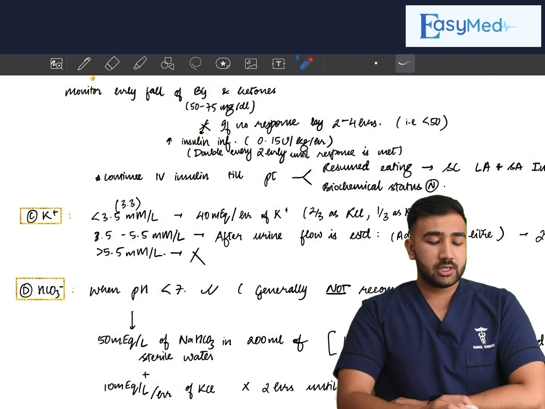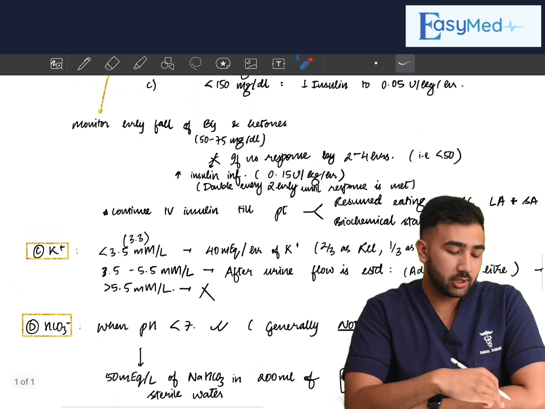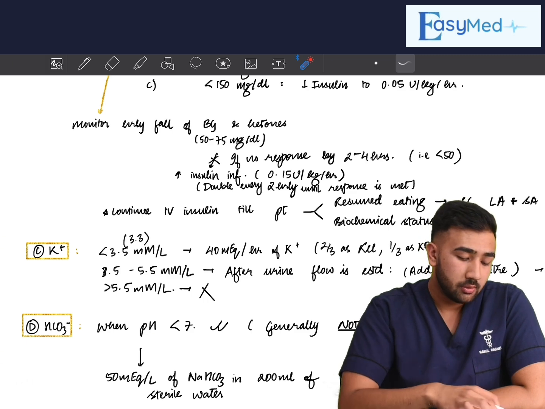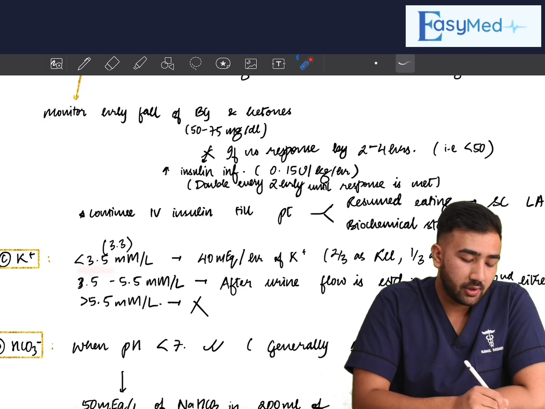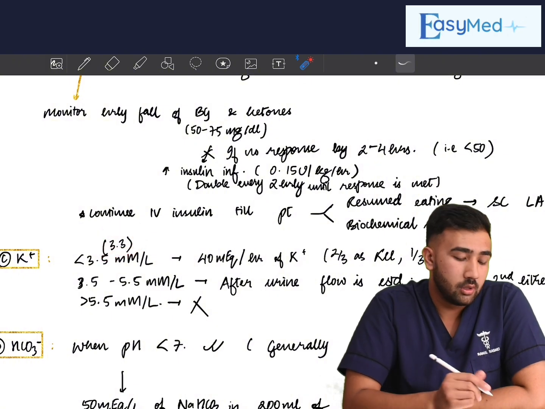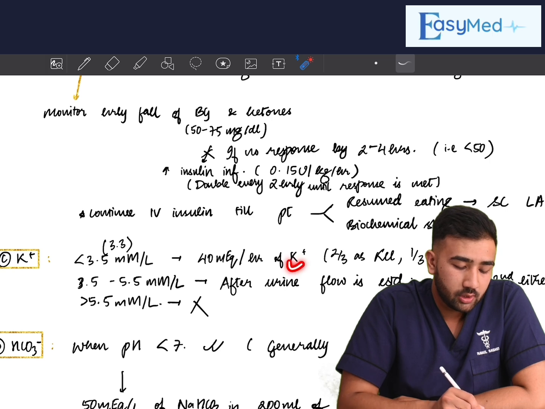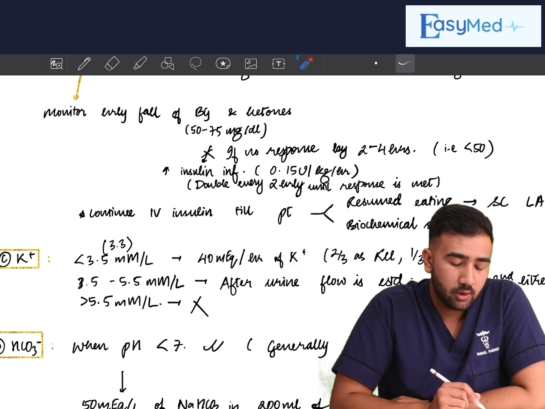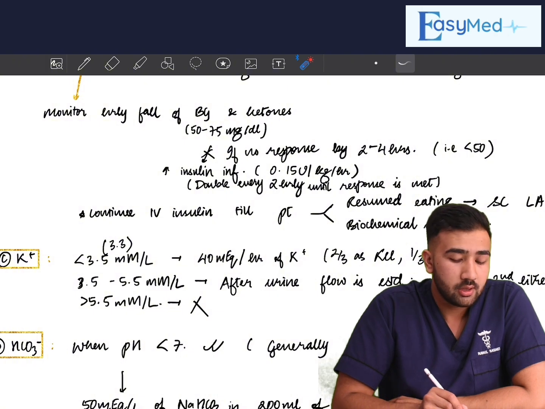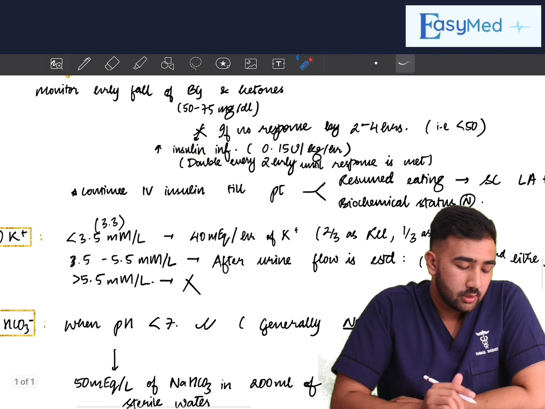Now like I said earlier, potassium we have to look at. So it is not like we look at potassium after starting insulin; potassium and insulin have to be looked at together. Because if the potassium is less than 3.5, or in some books it's mentioned as 3.3 millimole or milliequivalent per liter, then right at the start we have to give 40 milliequivalent per hour of potassium. We give 2/3 as potassium chloride and 1/3 as potassium phosphate.